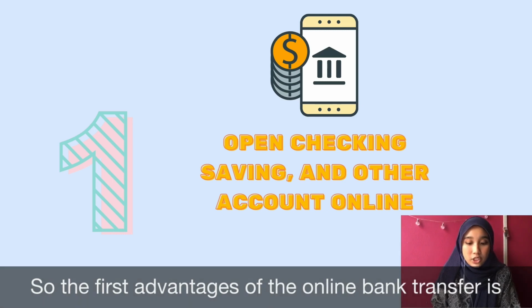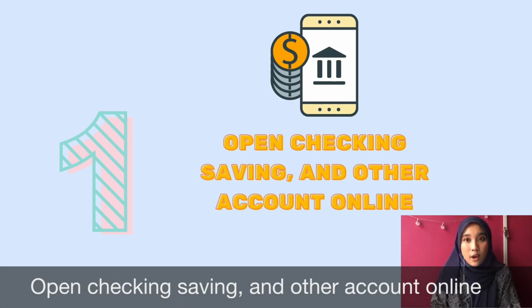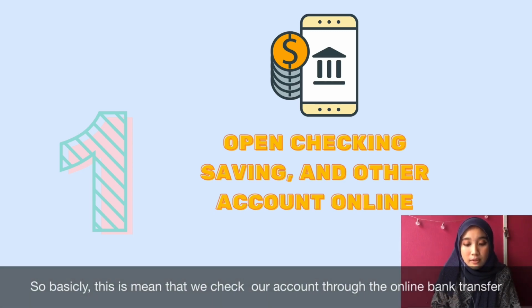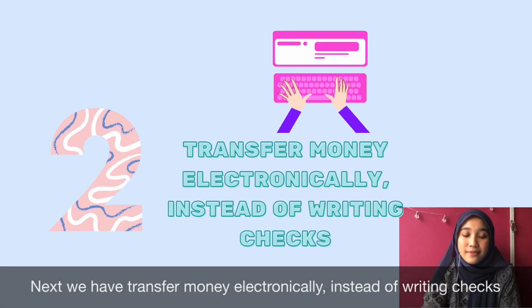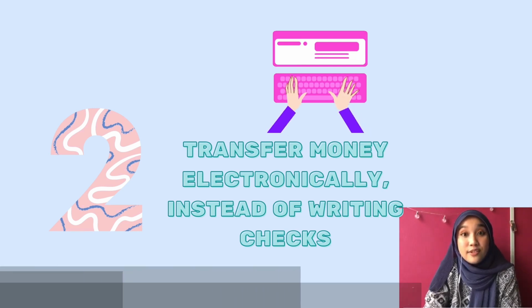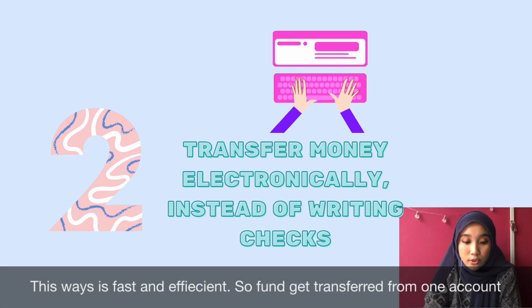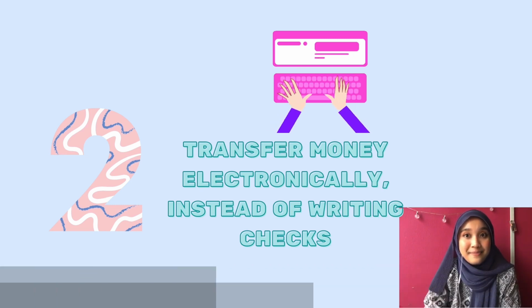So the first advantage of online bank transfer is open checking, saving, and other accounts online. Basically, this means that we can check our account through online banking. You can keep an eye on your transactions and account balance all the time. Next, we have transfer money electronically instead of writing a check. This way is fast and efficient. Funds get transferred from one account to another very fast. And you can also manage several accounts easily through internet banking.